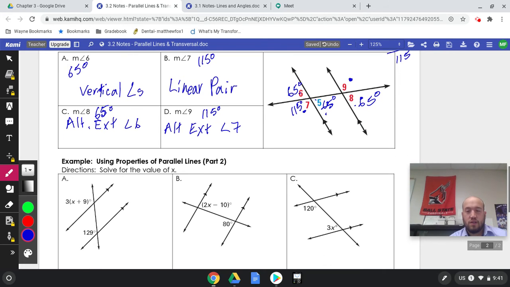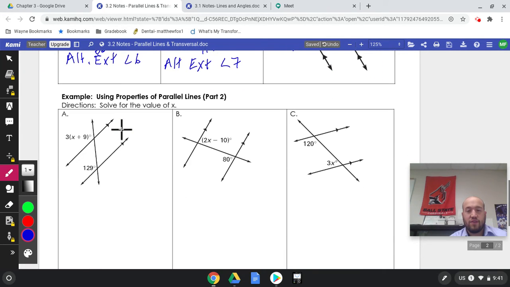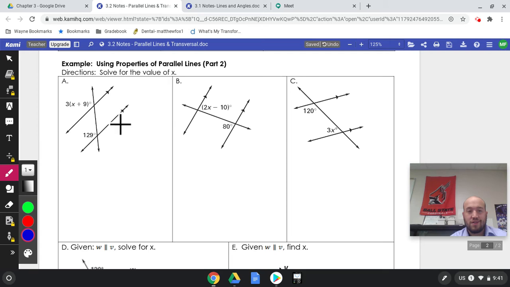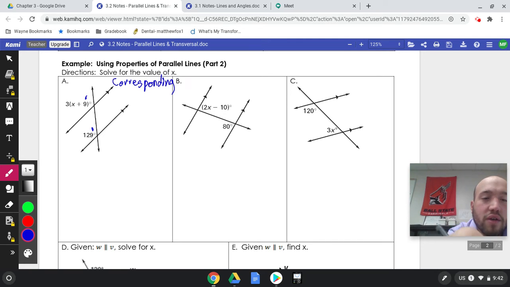So let's go ahead now, and we have to solve a problem here. It says solve for the value of x. So first thing I want us to do is identify what is the relationship between those two angles. So those two angles here are what we call corresponding angles. So if they're corresponding, if you don't remember, check your notes, but that means they are congruent.